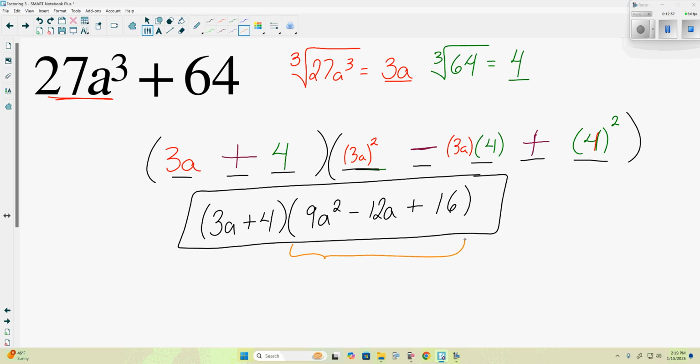Now, the one thing that is interesting about the sum and difference of two cubes is that quadratic part. Here, the 9a squared minus 12a plus 16 won't factor. It just does not factor. Questions on this here?